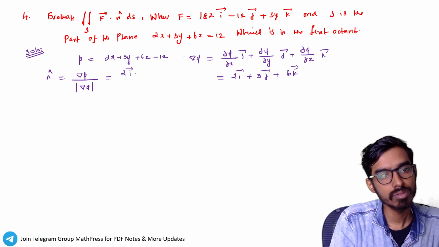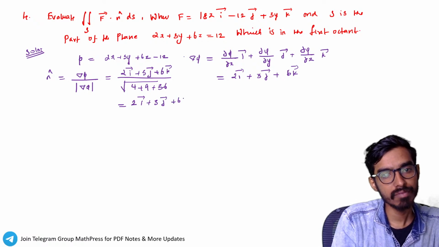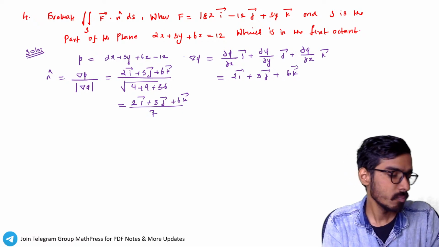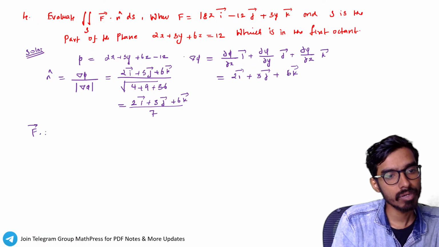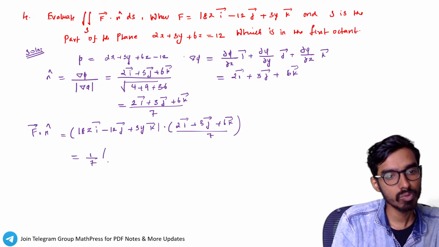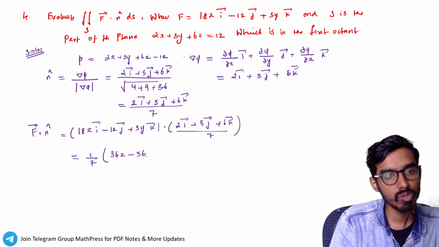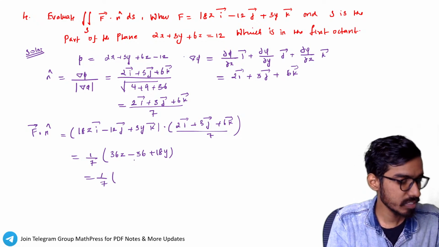So n cap will be 2i plus 3j plus 6k divided by modulus of del phi, which is root of 4 plus 9 plus 36. So this will be 2i vector plus 3j vector plus 6k vector divided by 7, right? It is root 49, which is 7. Now what will be our f vector dot n cap? F vector is 18z i vector minus 12 j vector plus 3y k vector, dotted with 2i plus 3j plus 6k divided by 7. Make a dot product, so I can take 1 by 7 outside. 18z into 2 is 36z, minus 12 into 3 is minus 36, and 3y into 6 is 18y. So this will be 1 by 7 times 36z minus 36 plus 18y.